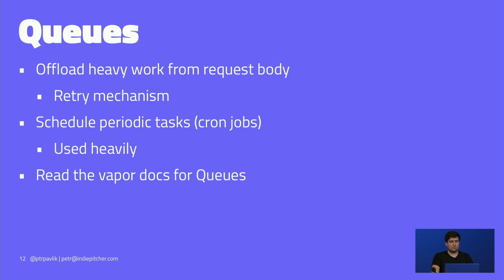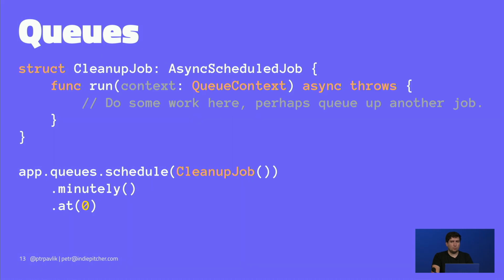Please read the docs about queues on the Vapor website. They're actually really well written. Here is a quick example of how those queues work: you create a struct called, let's say, CleanupJob that runs, and then you schedule it to run every minute. That's it.